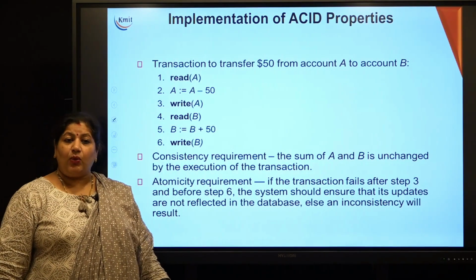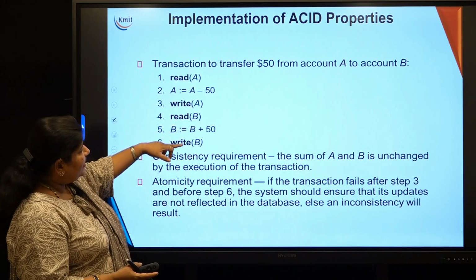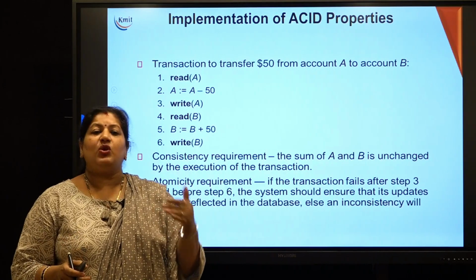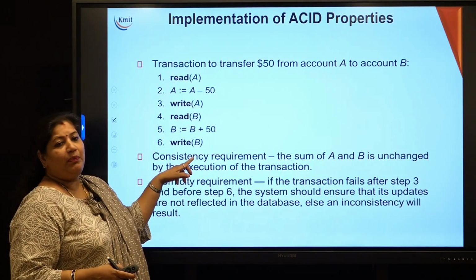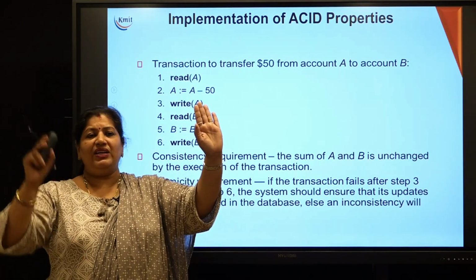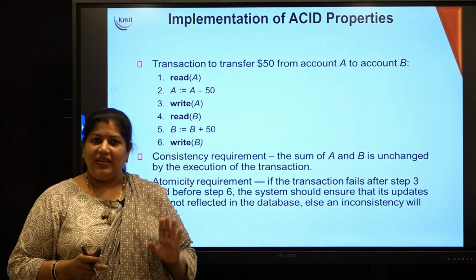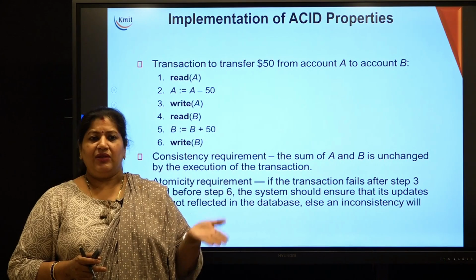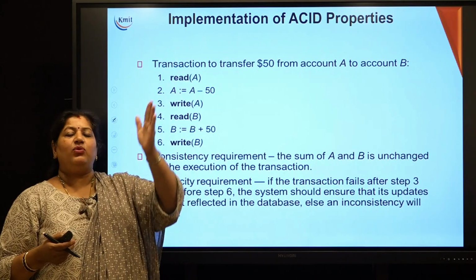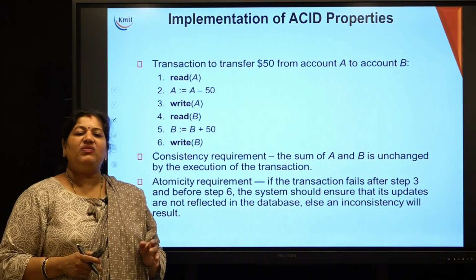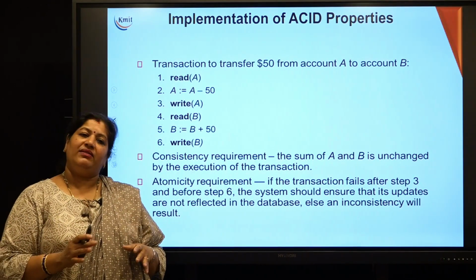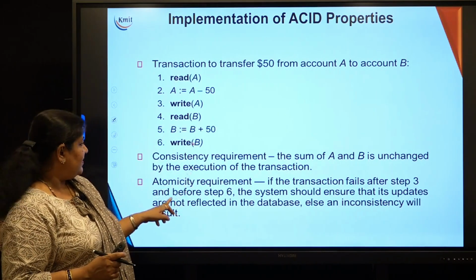Now, the consistency requirement says that before starting this transaction, whatever the total balance of A plus B is, it should be the same even after you complete the transaction. It should not change. That is 1000 and 2000, if you assume. Total is 3000 before the transaction. So A's balance is 1000, B's balance is 2000. When I complete, A's balance would have been 950 and B's balance would have been 2050. But still the total is going to be 3000. That is the meaning of consistency.